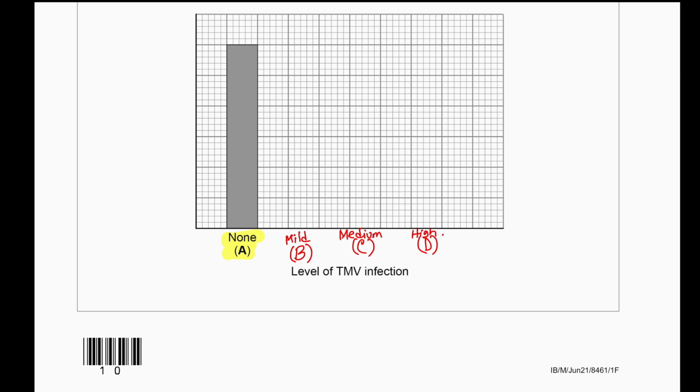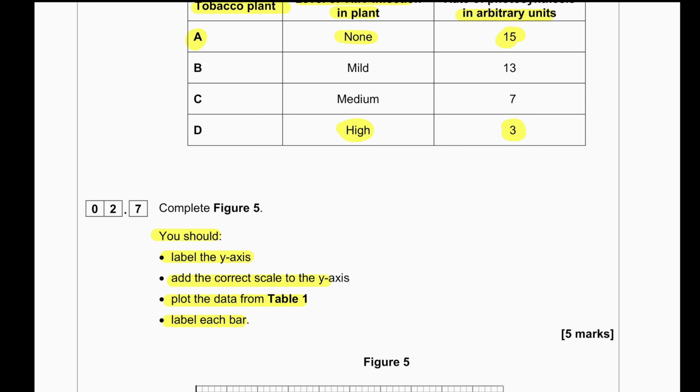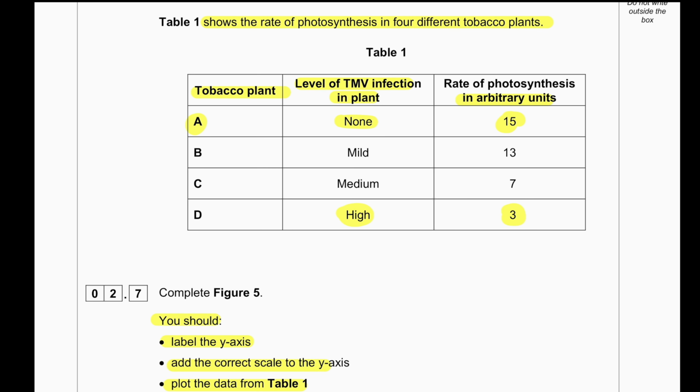Okay, so we can see that in the x-axis there is no labeling. So let's put the labeling on the x-axis. Sorry, the y-axis, there is no labeling. So let's put the labeling on the y-axis. The y-axis consists of rate of photosynthesis in arbitrary units.